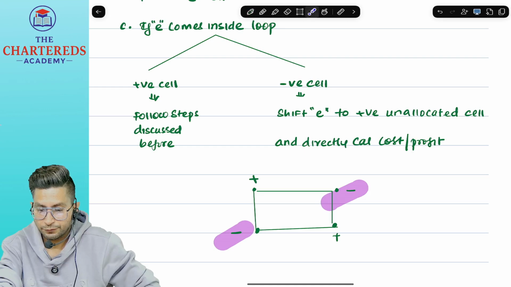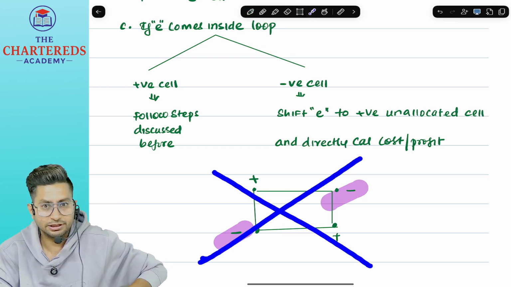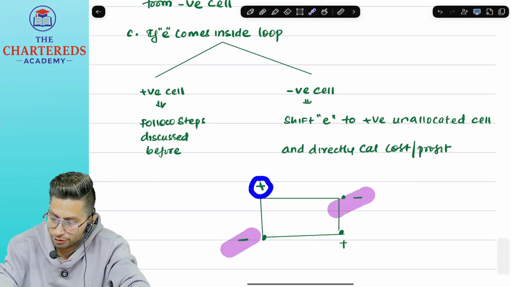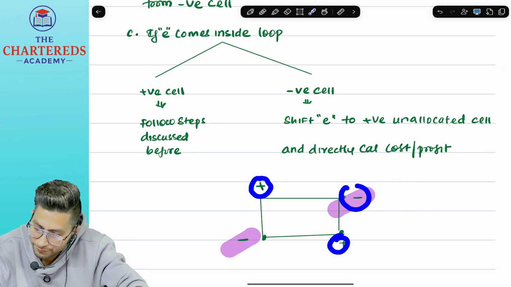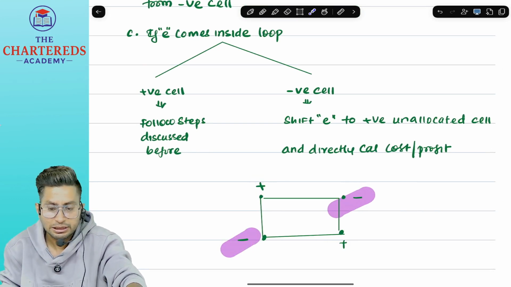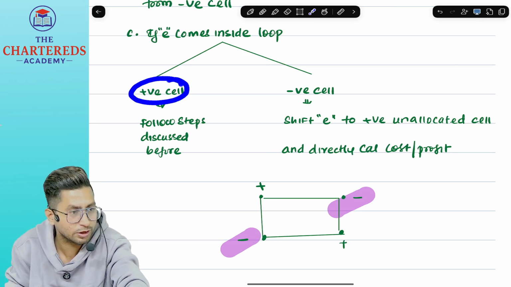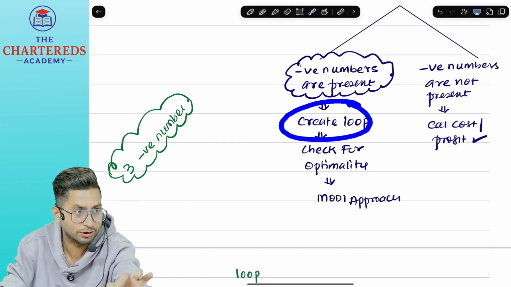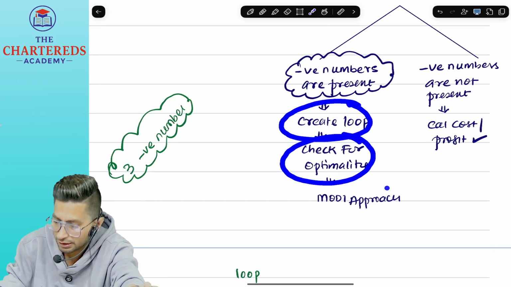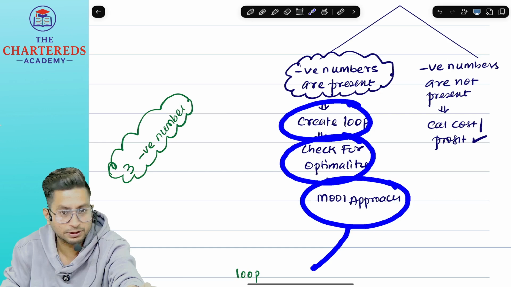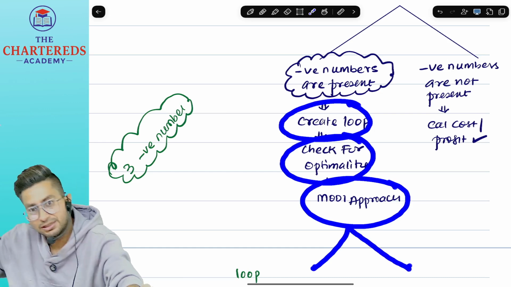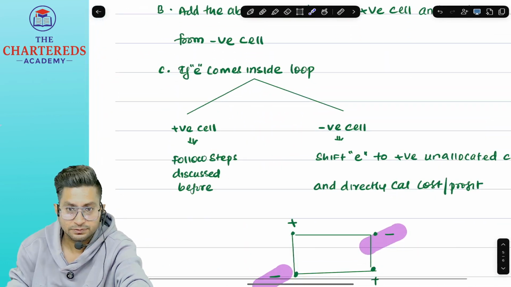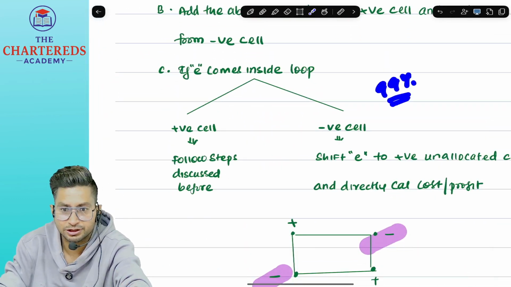So listen to this carefully. If epsilon does not come in the loop, no tension. But imagine if epsilon comes, then it may come where the positive sign is, or epsilon may come where there is a negative sign. If it is coming in a positive sign, then what do you do? As usual, you have to follow all these steps. Create a loop, assuming the value of epsilon to be 0. Check for optimality. Apply the MODI approach: Ui plus Vj, Cj minus Ui plus Vj. Then calculate the cost or profit. Same steps.